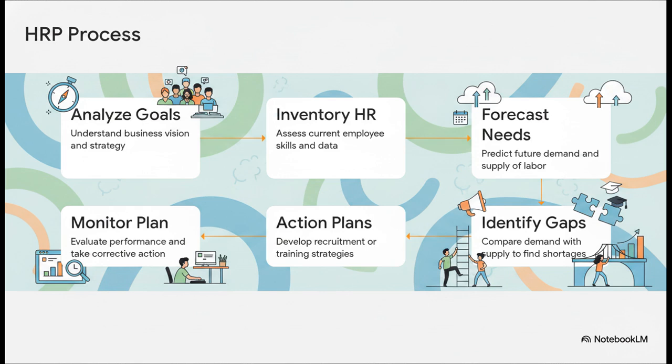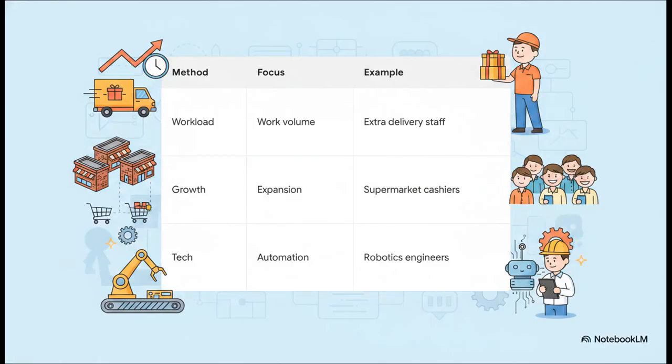Fourth, identify the gaps between what we have and what we need. Step 5, develop action plans to fill those gaps, like launching a massive recruitment or training drive. And finally, Step 6, you've got to monitor and control the whole thing just to make sure the plan is actually working. You know, different business scenarios demand totally different forecasting methods.